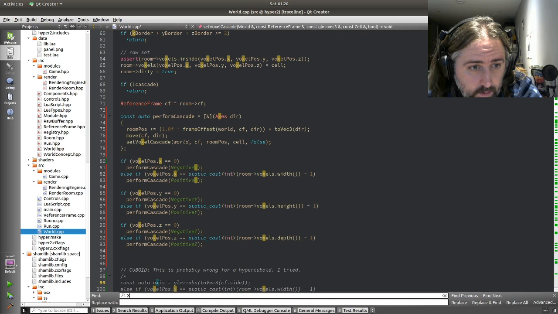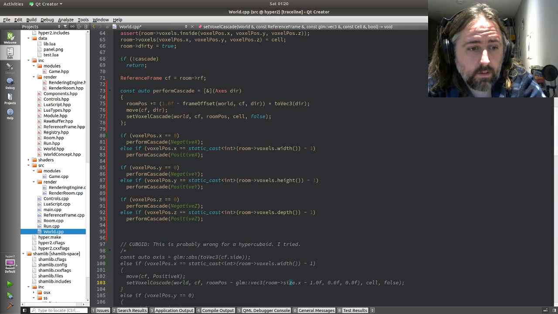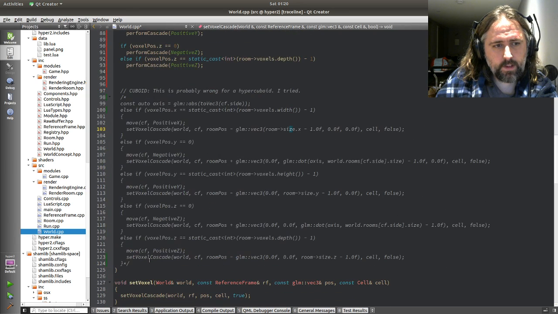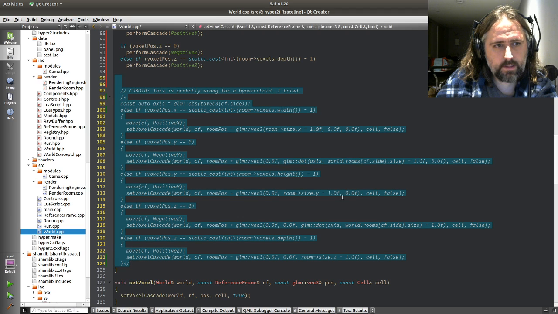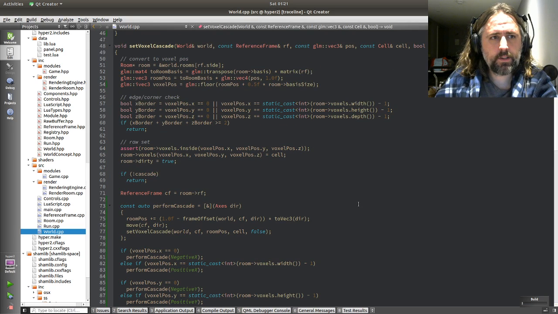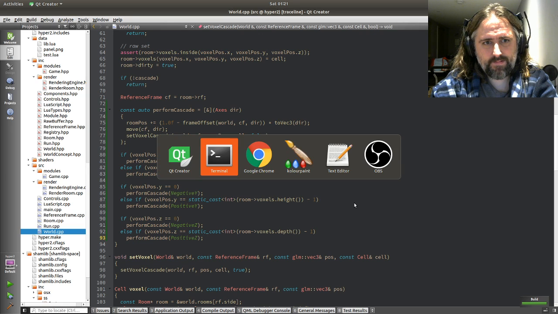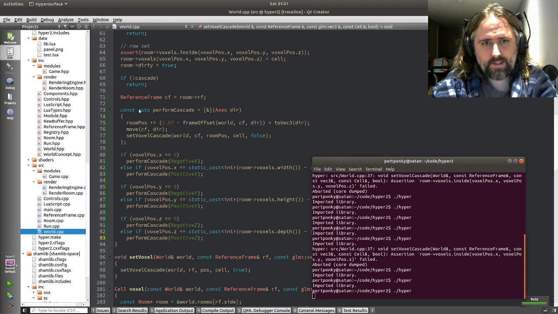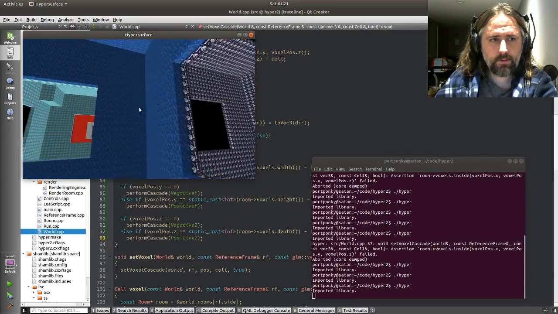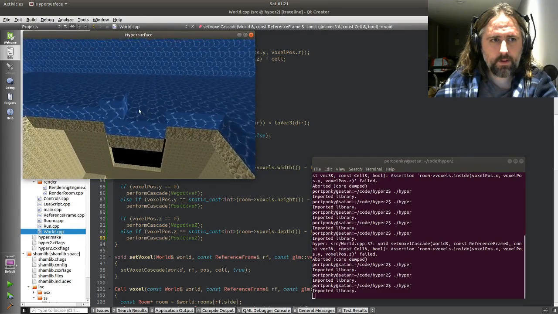X, Y, Z. Okay. It's less ugly than all of this, which also did not work. And this should work for a cuboid. Maybe. Let's see what happens. Bang! Oh, we already know. Oh! Unbelievable.